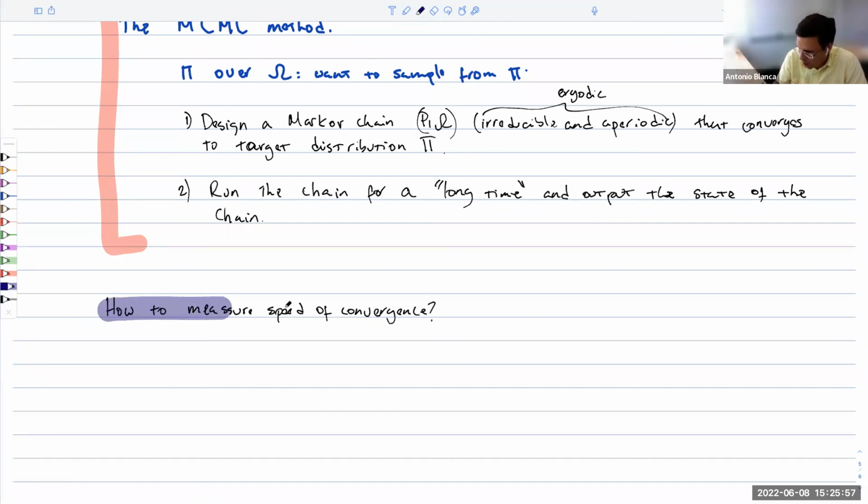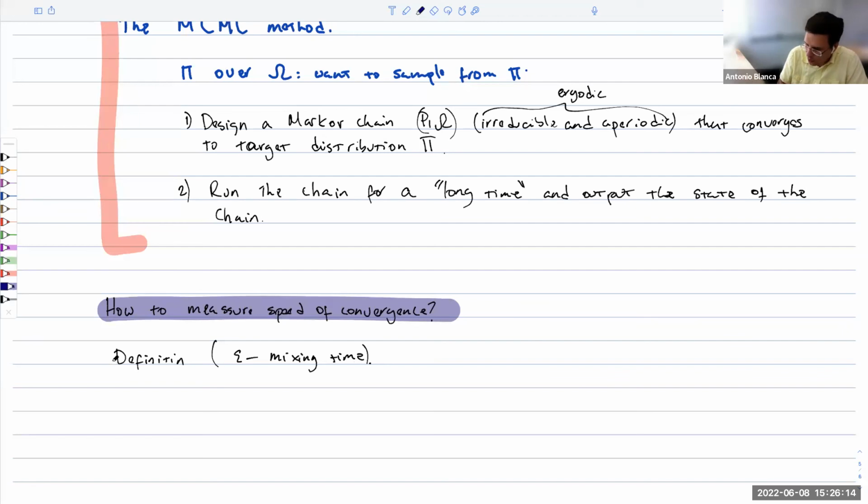Okay, so the key notion here is going to be, let's call it, the epsilon mixing time. As I say, this is not the only way of measuring the speed of convergence, but it's the most standard one.